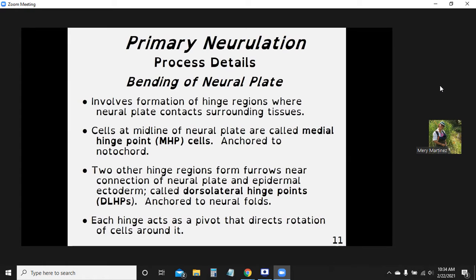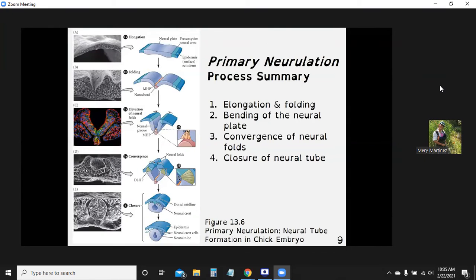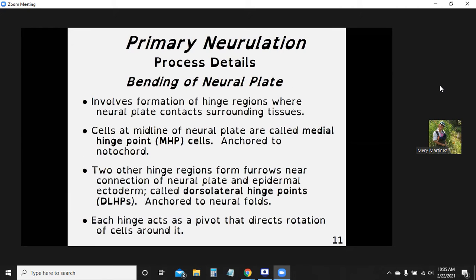Now, the bending of the neural plate involves the formation of the hinge region. We saw two, the middle hinge that divides the left and the right side of the embryo. And this region is made of the epidermal ectoderm that contacts the edges of the neural plate. Okay. That middle hinge cells anchor to the notochord. Yes, and I forgot to mention that it was right here. Here is the notochord in red, right in the middle. And that's how it's anchored. That mid hinge is anchored to that notochord in here. I forgot that.